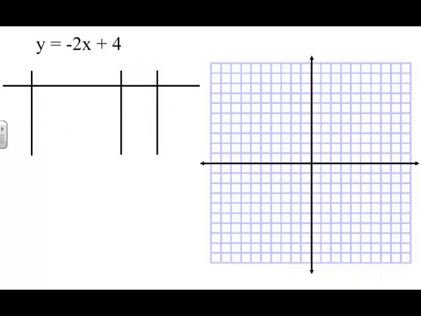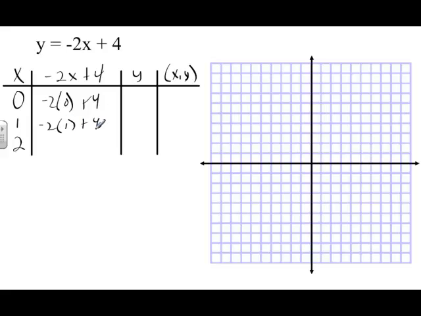Okay, next one. All right, we have our x column. We know we're going to use 0, 1, and 2. Here's our function, negative 2x plus 4. Here's our y column, and here's our ordered pair column. Okay, so let's substitute. So we have negative 2 times 0 plus 4, negative 2 times 1 plus 4, negative 2 times 2 plus 4. Okay, do your order of operations. That's 0 plus 4. That's negative 2 plus 4, which is 2. And that's negative 4 plus 4, which is 0.